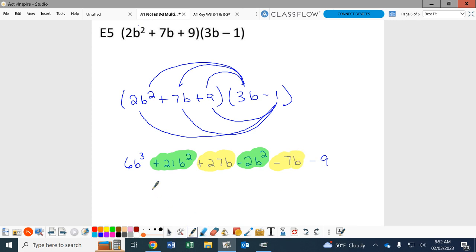Since the 6b to the third power does not have anything to combine with, you're going to list it out in front. It's going to be your first term. Since the green ones, the b squareds, are like terms, you're going to do 21 minus 2. That's going to put you at 19b squared. You do not change the exponent when you add and subtract like terms. Then you're going to combine the 27b and the negative 7b. 27 minus 7 is going to give you 20b. And since the 9 is a constant on the end and doesn't have anything to combine with, you just write it on the end, and you again have a cubic polynomial.